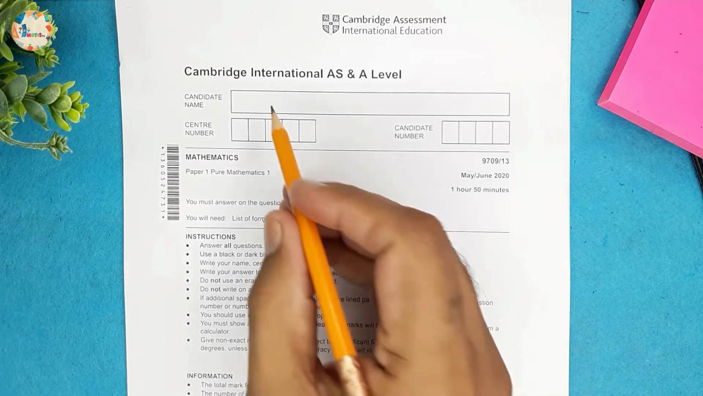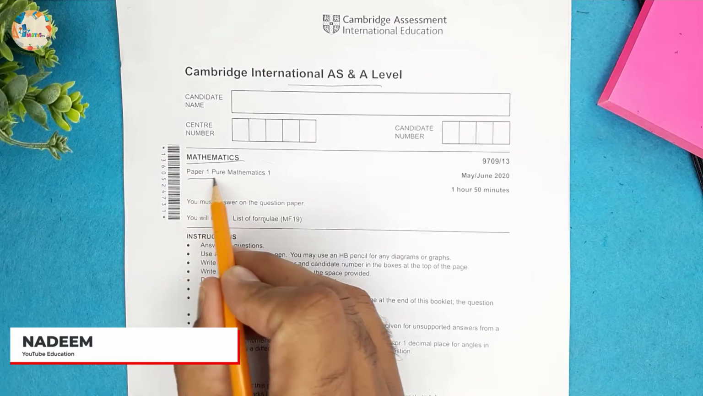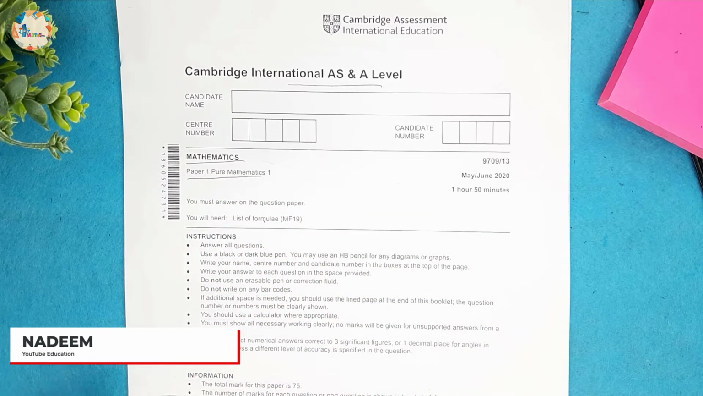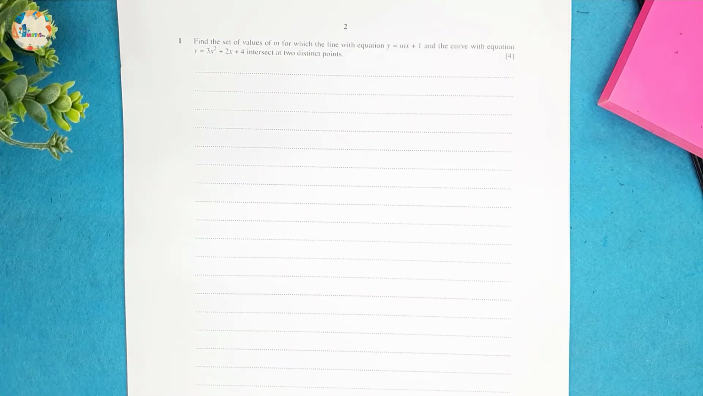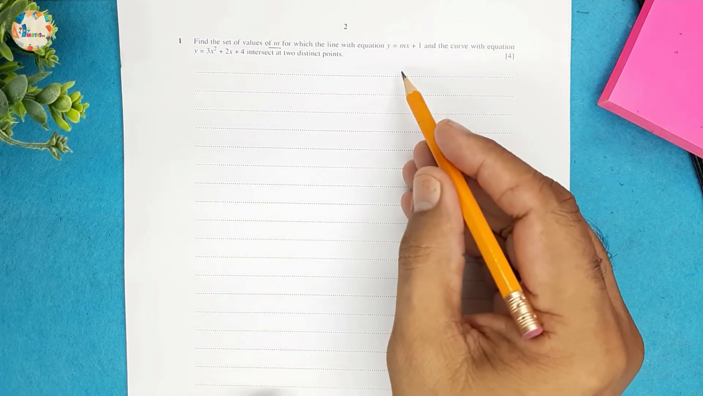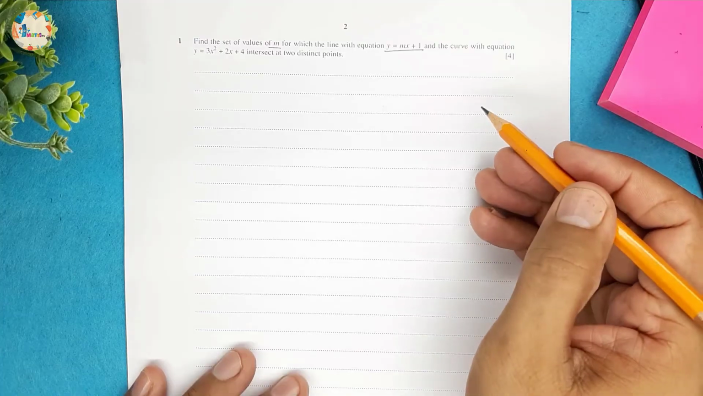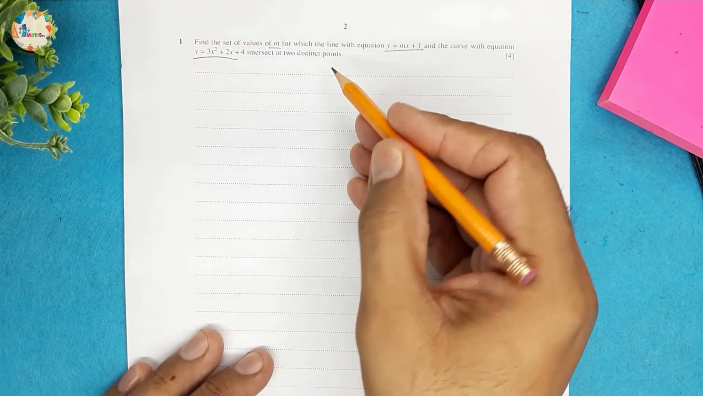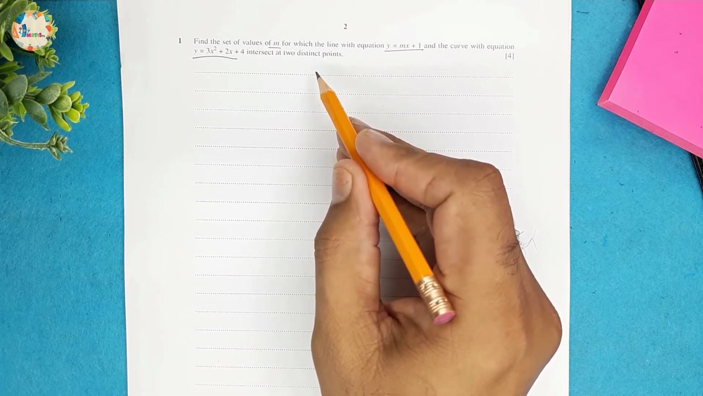Today we will be going through Cambridge AS and A level mathematics paper 1 pure mathematics, 9709/11, May/June 2020. Question number 1. Find the set of values of m for which the line with equation y equals mx plus 1 and the curve with equation 3x squared plus 2x plus 4 intersect at two distinct points.